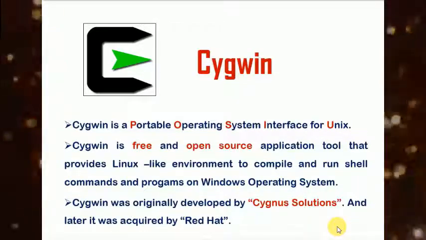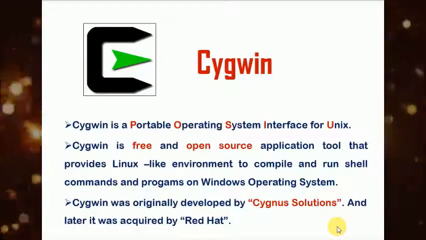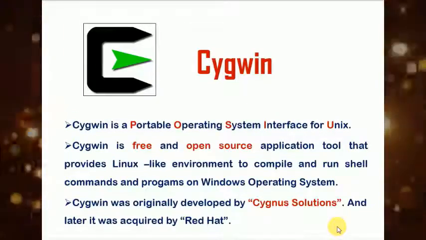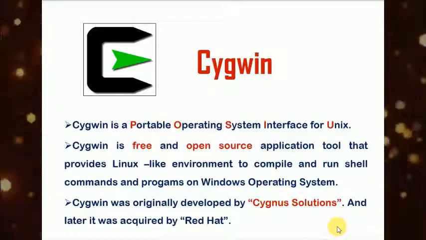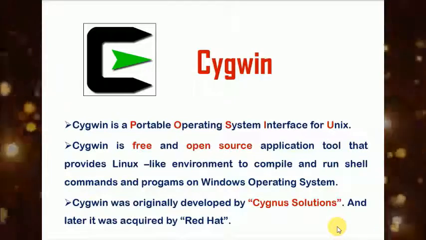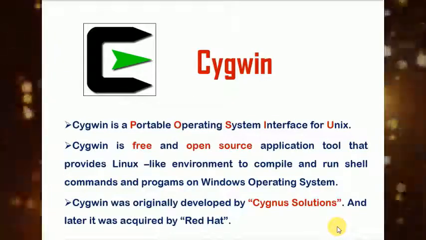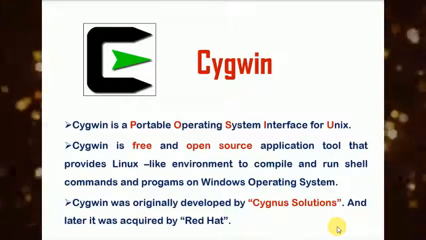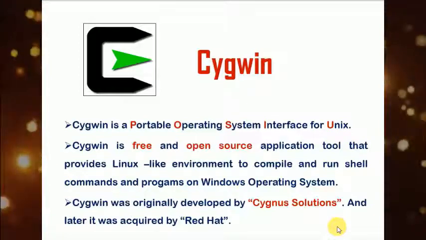for Unix. Cygwin is a free and open source application that provides a Linux-like environment to run our Linux commands as well as shell programs on the Windows operating system. It was originally developed by Cygnus Solutions and later on it was acquired by Red Hat.